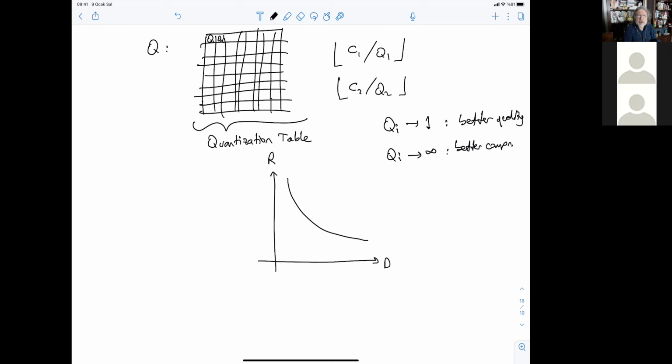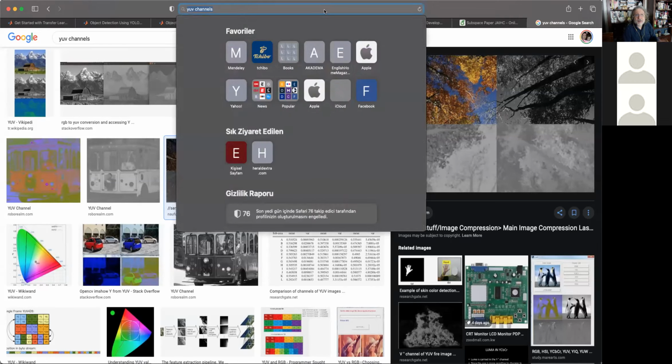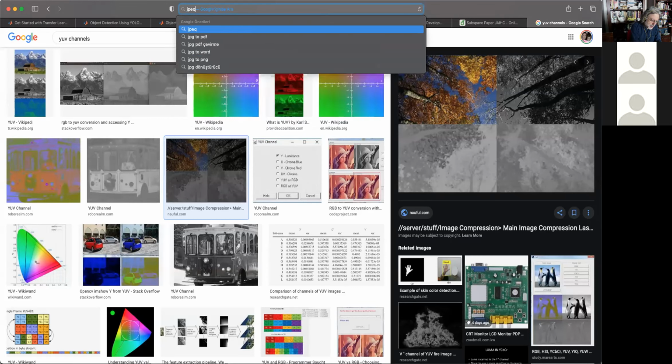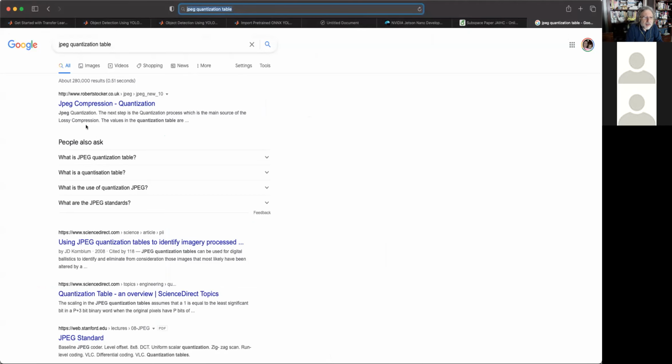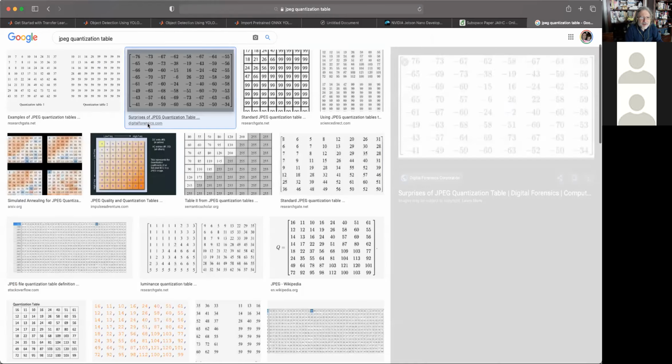In fact, why don't we just try to search for them? It also helps us to understand how we can make research. It's not scientific research, but it's just some knowledge research from the web. JPEG, sorry, quantization table. But yeah, I found it.